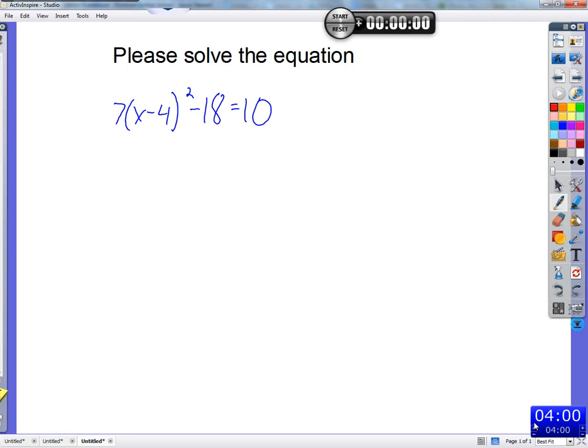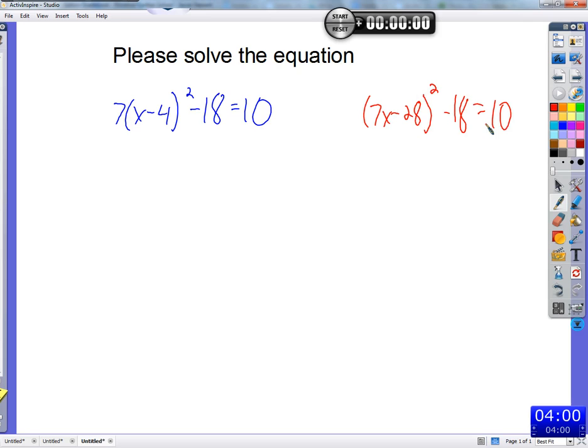Of things, one of them is just wrong. The other one is wrong but common. The other one is common and maybe more work than an alternative. I'll say it that way. All right, so the first thing that's just wrong is to take this and for your next step to look something like this: 7x minus 28 squared minus 18 is 10.